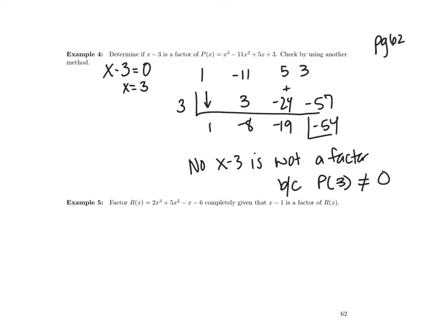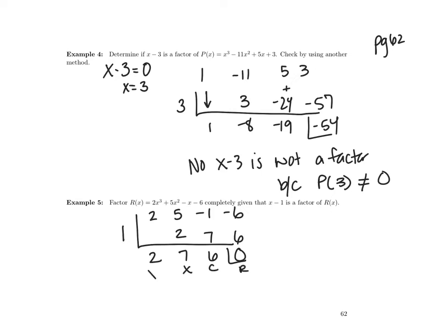So given that we have this next polynomial, it says completely factor, given that x minus 1 is a factor. So that means we put a 1 out front. We do our synthetic division. I should get 0 because they told us it was a factor. So this is remainder constant x squared. Then we want to factor this. So you have to use your AC method.